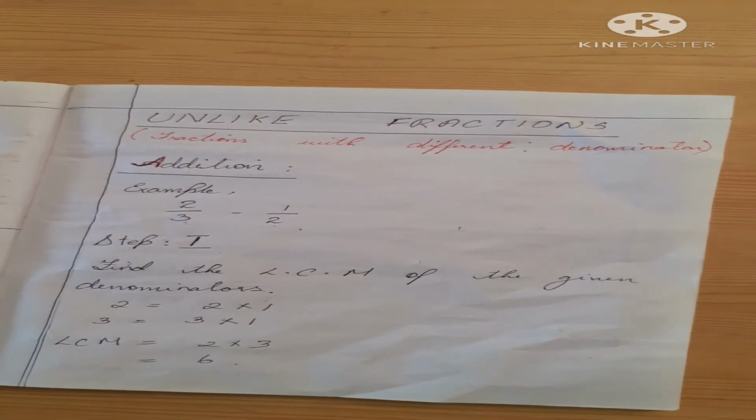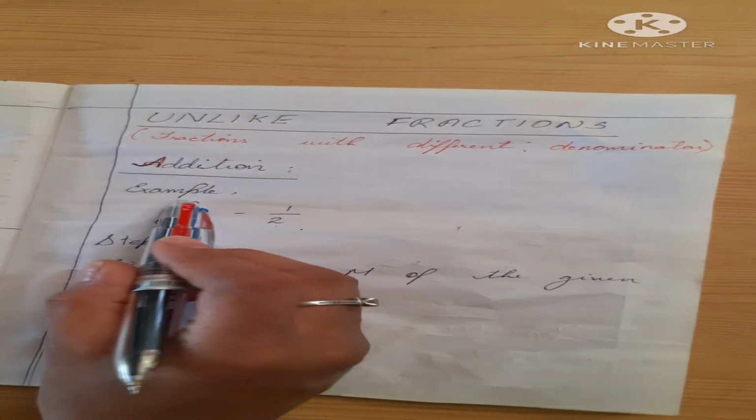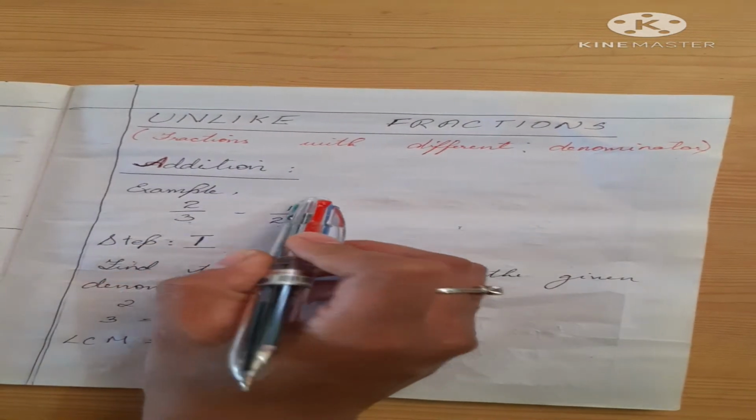And the next one is unlike fractions. Fractions with different denominators are called unlike fractions, and the way we add and the way we subtract is also a little bit complicated compared to like fractions, but it's not difficult. And the first example is 2/3 minus 1/4.